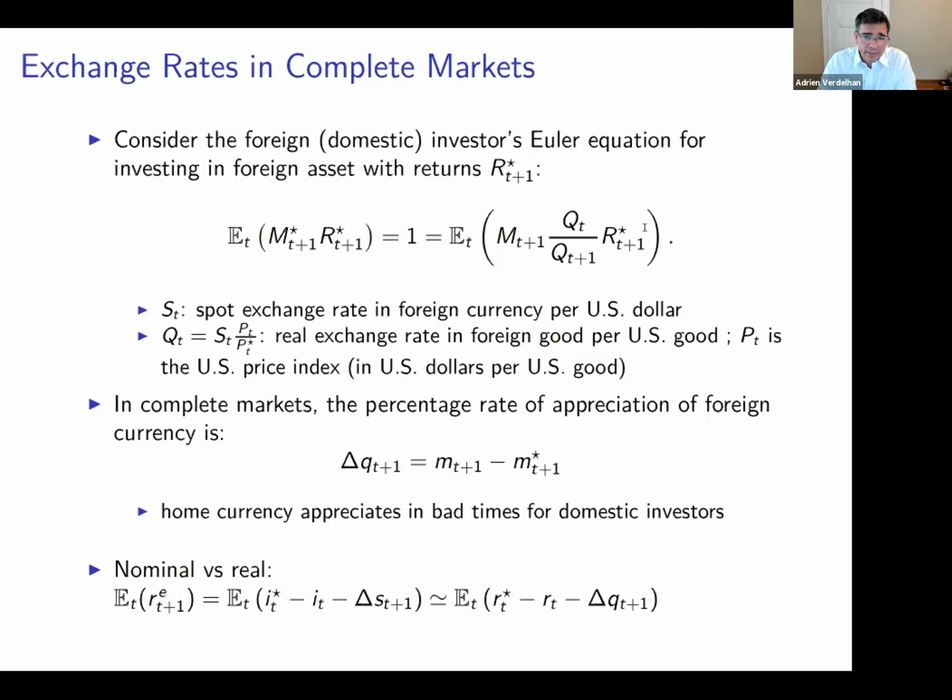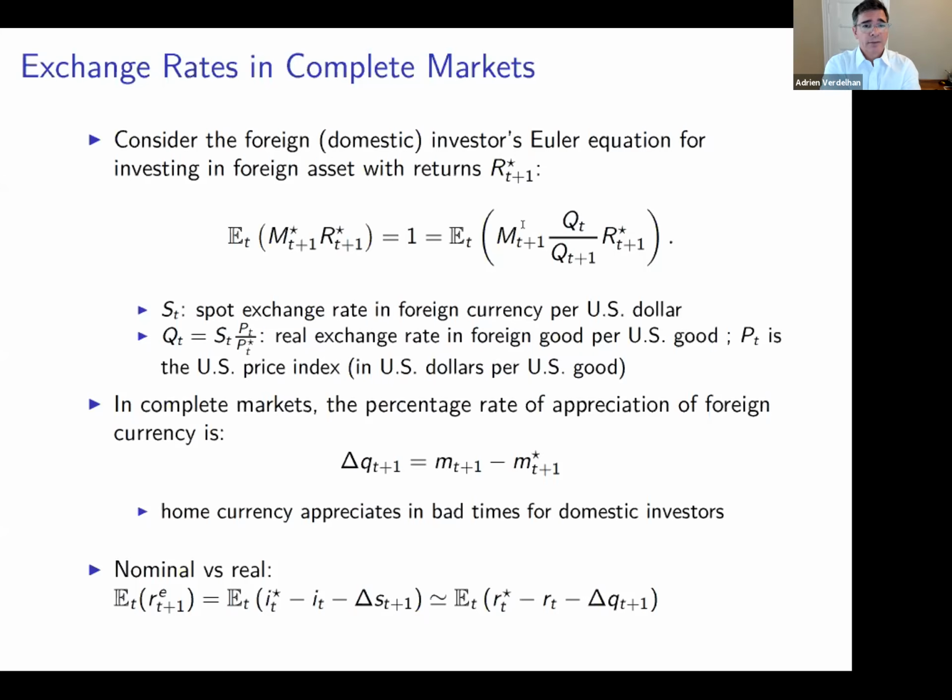But if that same asset with return R star can be bought by the US investor with a stochastic discount factor M_{t+1}, there must be another Euler equation. And what do I need in order to build this Euler equation? I just need to convert this return into what it means in terms of the unit of the US stochastic discount factor, which is why here I have the change in the real exchange rate. The change in real exchange rate, of course, is built directly out of the nominal one using the ratio of the two price indices. Now, why is it important to write those two Euler equations?